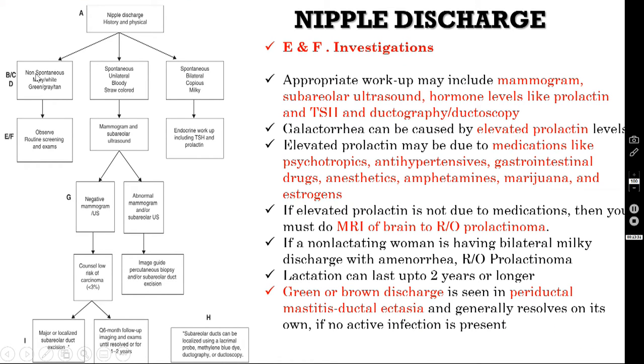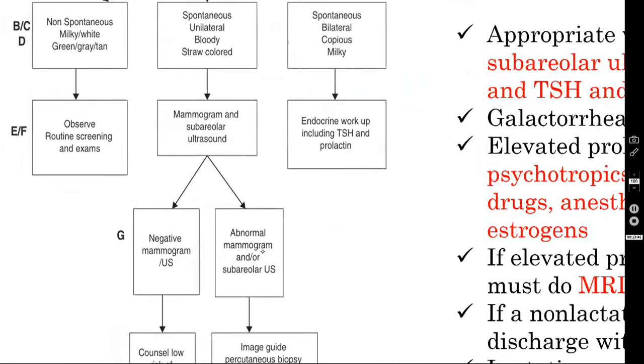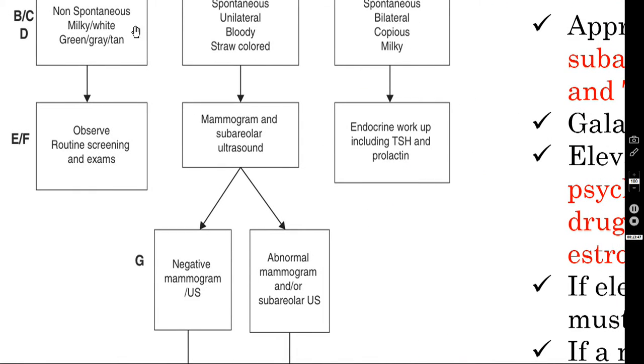So coming to the second step, I have just discussed. Now I am going to the third step. This is the third one, E and F. So E and F is investigation. They are talking about the investigation. You can see it very well here. Yeah, now you can see it.